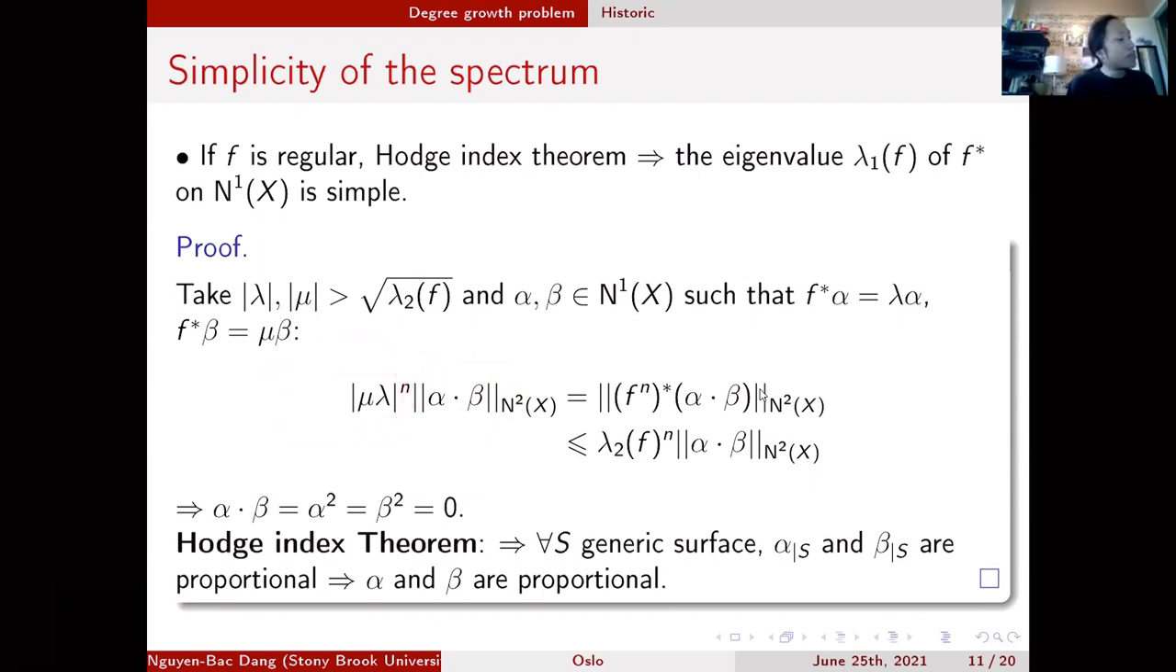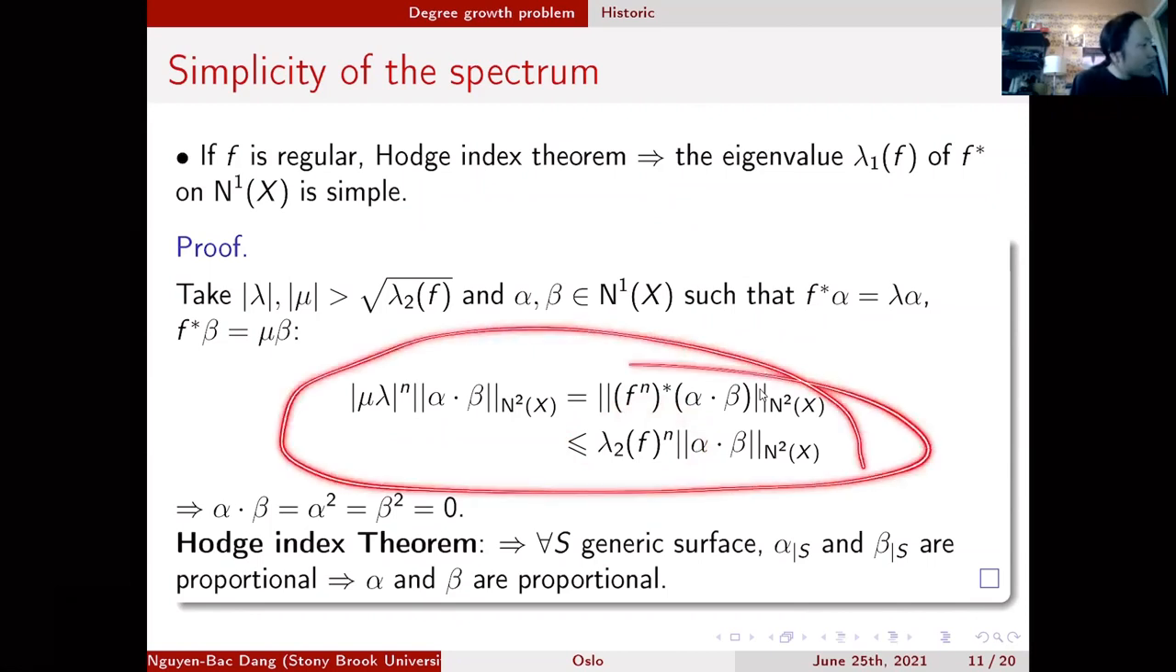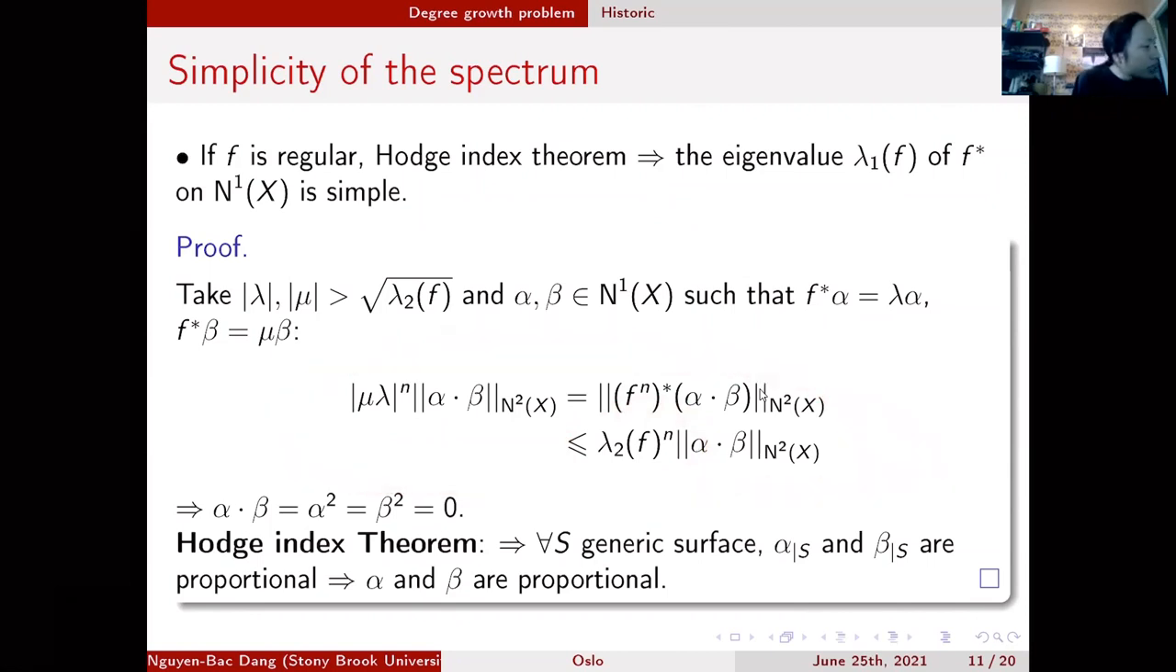So mu times lambda to the power n if you pull back by Fn. On the other hand, because Fn acts on the codimension 2 space and the spectral radius is controlled by lambda 2, then you get a lambda 2 to the power n here. So the condition lambda 1 squared strictly bigger than lambda 2 implies that basically alpha times beta and alpha squared beta squared equals 0. Now I'm going to apply the Hodge index theorem on surfaces.